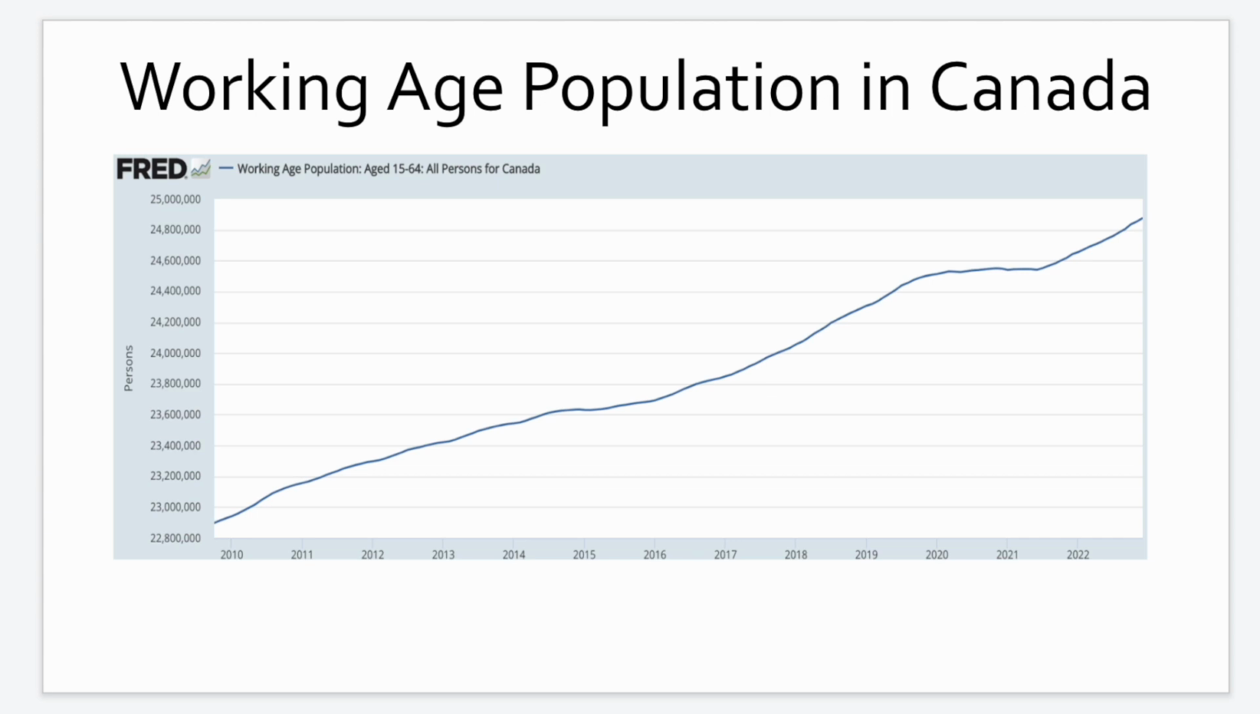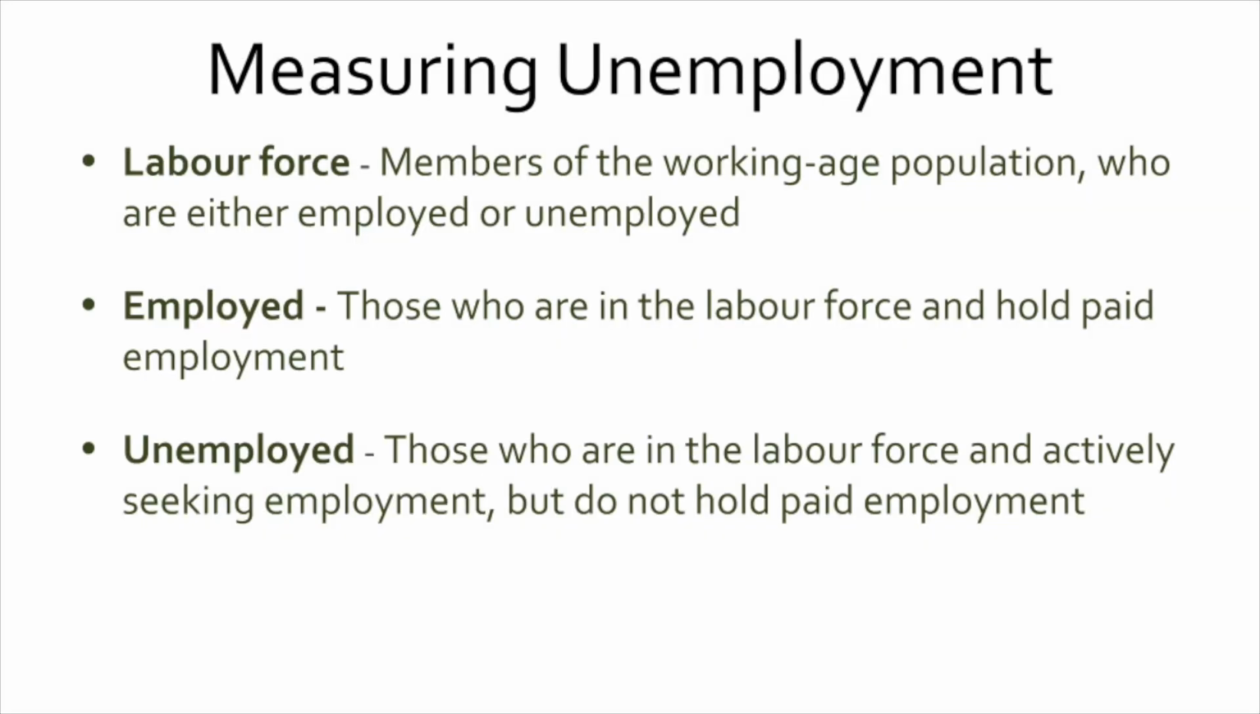If you look at the working age population in Canada, this graphic here shows the growth in it since 2010. So in 2010, there were almost 23 million people, and moving up now to where we are today, it's getting close to around 25 million people. This is a reflection of the fact that the population is growing, and second of all, the population is getting older, so more people are entering the zone of which they are considered part of the working age population.